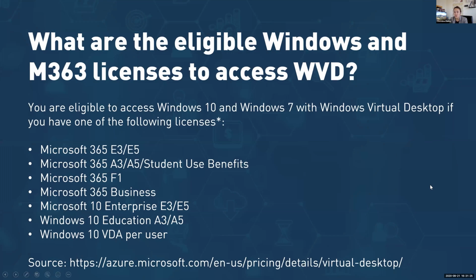What are eligible licenses to access WVD? This is a high-level overview of them: E3, E5. Again, if you are at a lower level and you don't have this access yet, plan this out. Maybe it makes sense to build other products into here and lean on the other products that are available to you at that resource level.